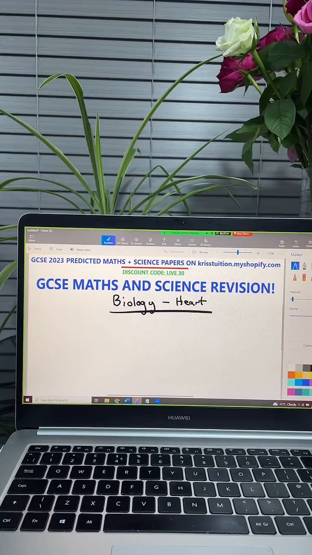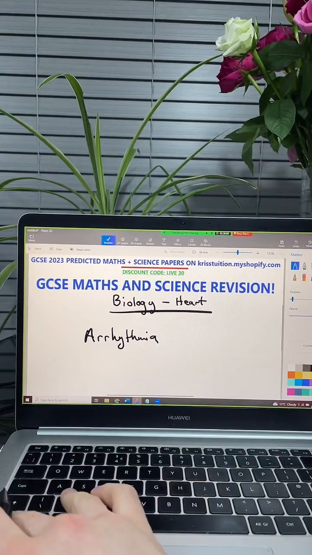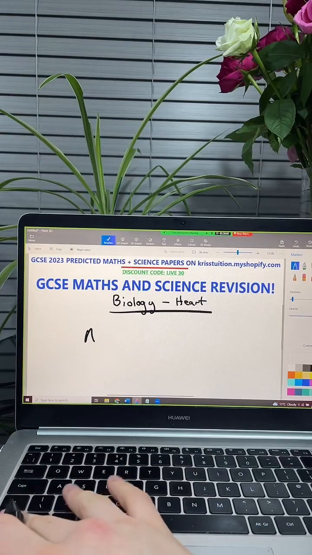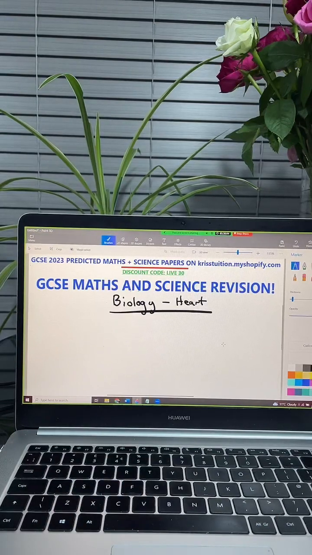The natural pacemaker cells in the heart control the regularity of the heart rhythm. So they help to make sure that the heart beats in a regular rhythm. So it helps to solve things like arrhythmia, okay, which is where the heart beats irregularly. And also it helps to kickstart the heart if it was to pause, okay?